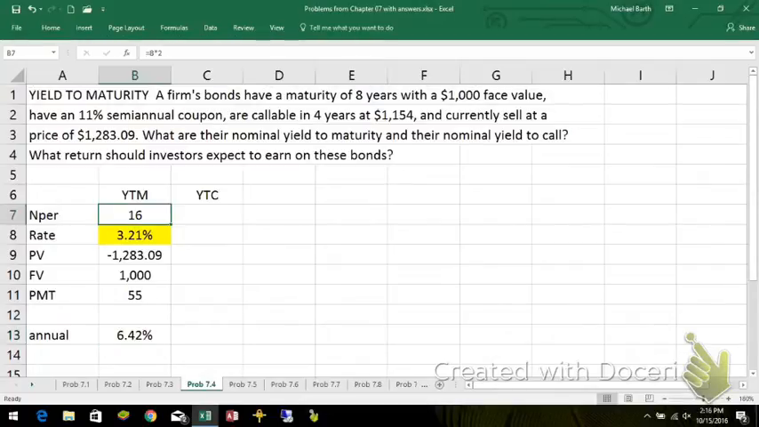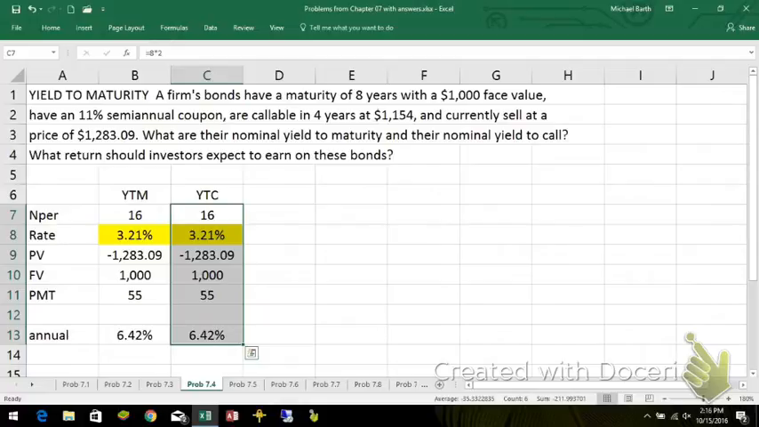Now, with yield to call, what we do is instead of assuming that it goes to maturity, we assume it gets called the first chance they get. Now, the par value or the payments aren't going to change. The call premium, though, if they call the bond in 4 years, they'll actually have to pay $1,054 instead of $1,000. That's where it says callable in 4 years at $1,054. The extra $54 is called a call premium. All right, the price is still the price.